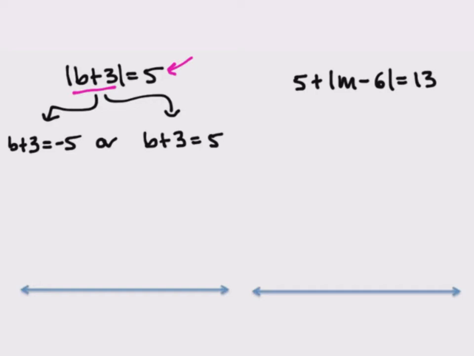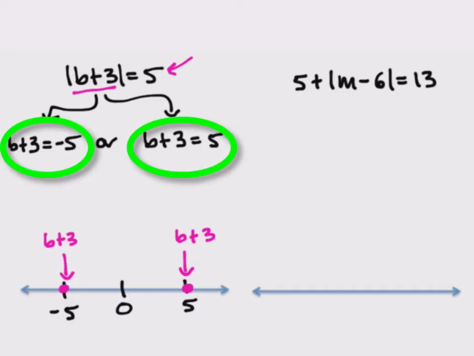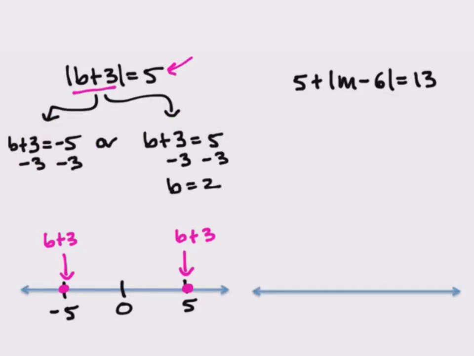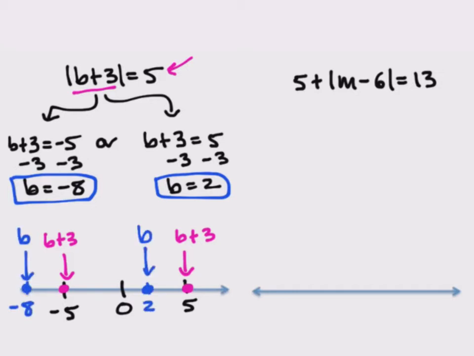So b plus 3 is going to have to be 5, or b plus 3 is going to have to be negative 5. Now, we've got these two equations, and we know exactly how to solve them, so let's do it. So it appears that the two solutions to this equation are going to be 2 and negative 8. And if we take a look at the number line, we can see exactly how we graph our answers on a number line.